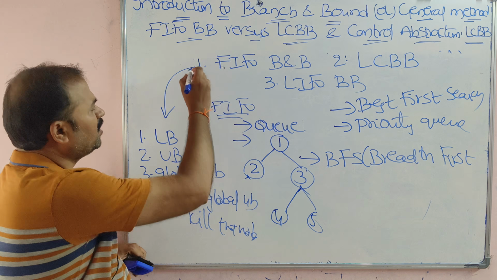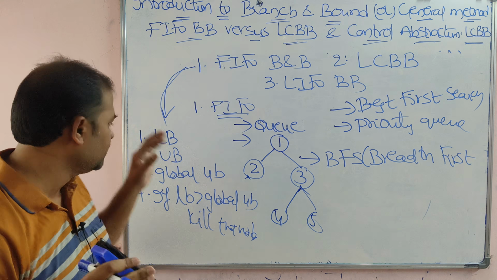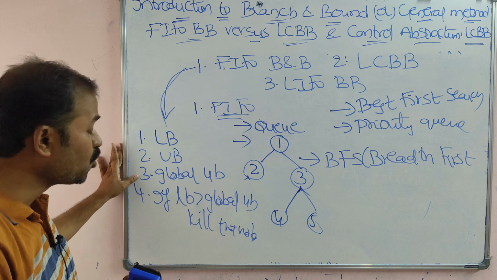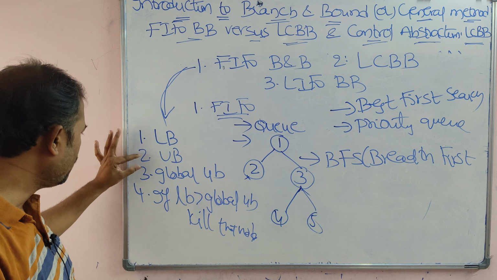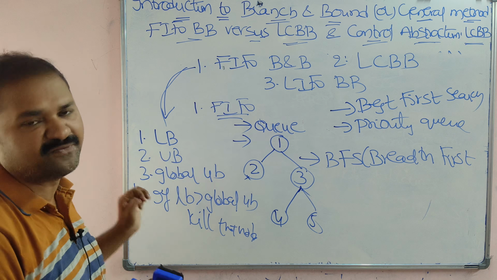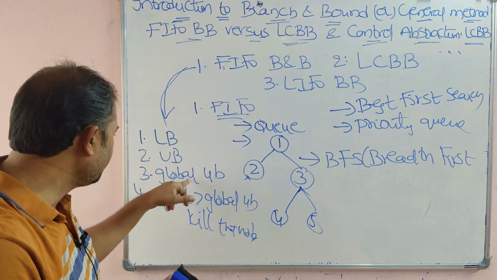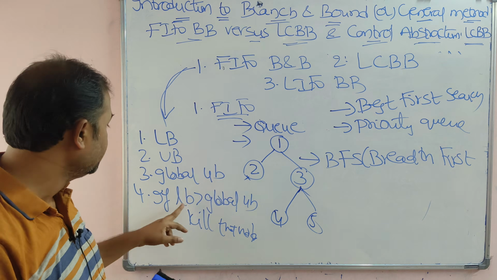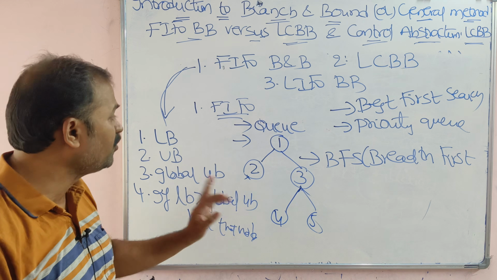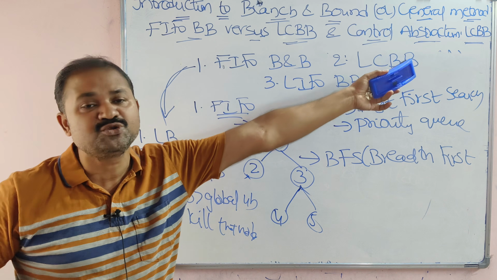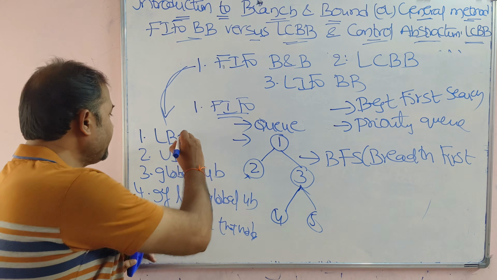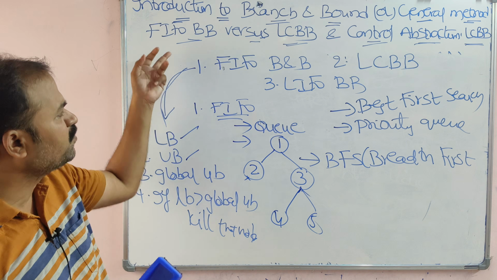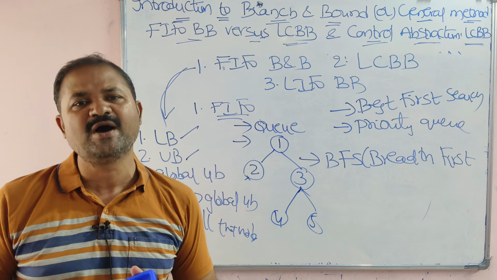So we have to do all these things in FIFO branch and bound: calculate the lower bound and upper bound as well as the global upper bound. Global upper bound contains the minimum value, so out of the upper bound and this global upper bound, the minimum value will be stored in the global upper bound. If the lower bound is greater than the global upper bound, kill that node. Whereas in least cost branch and bound, we have to calculate only the lower bound and upper bound. So this is about the differences between FIFO and least cost.